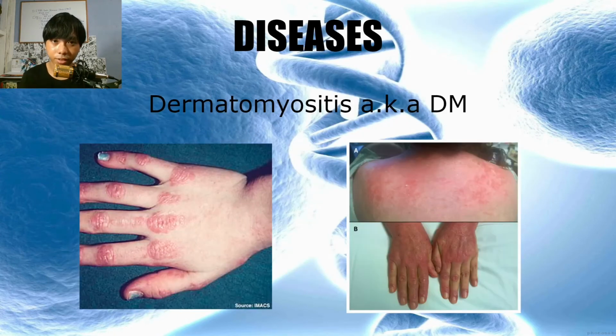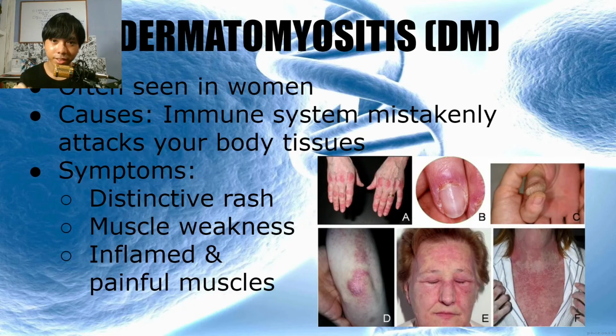And now we take a look at diseases caused by their malfunction. First of all, dermatomyositis, aka DM. Look at the picture, looks gross, right? So that is the disease. Dermatomyositis, or DM, is often seen in women.